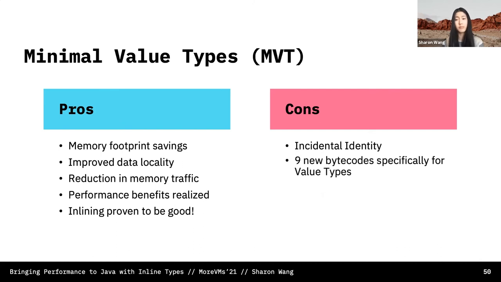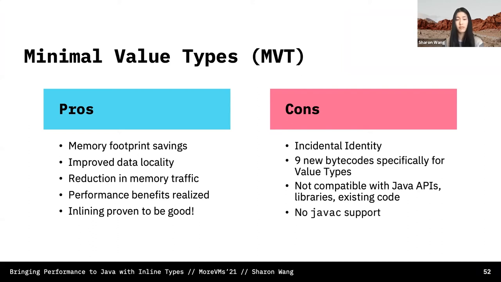Also, 9 new bytecodes were introduced specifically for value types, so that increased JVM complexity. The separate type hierarchy, where value types were isolated from java.lang.Object, meant that they couldn't be used with a lot of existing Java code, so lots of incompatibilities. Also, there was no javac support for value types. And because of all these problems, MVT wasn't super usable, but the focus was less on the developer experience in this prototype and more on how the performance wins could be proven by implementing the core components in the JVM.